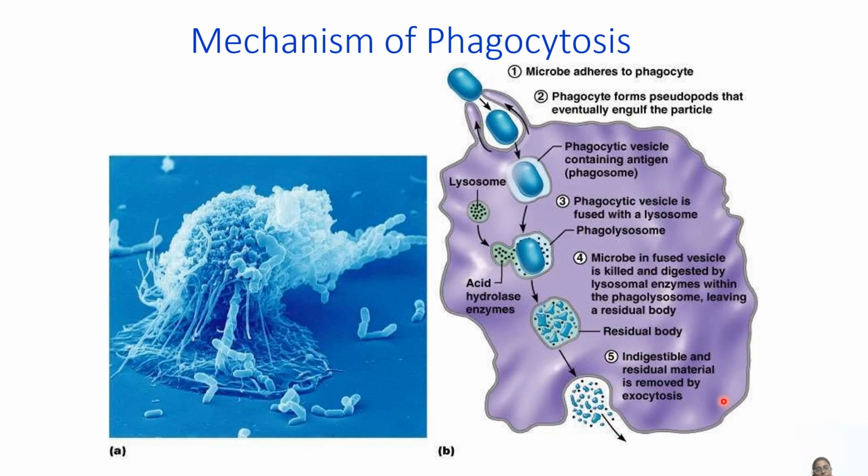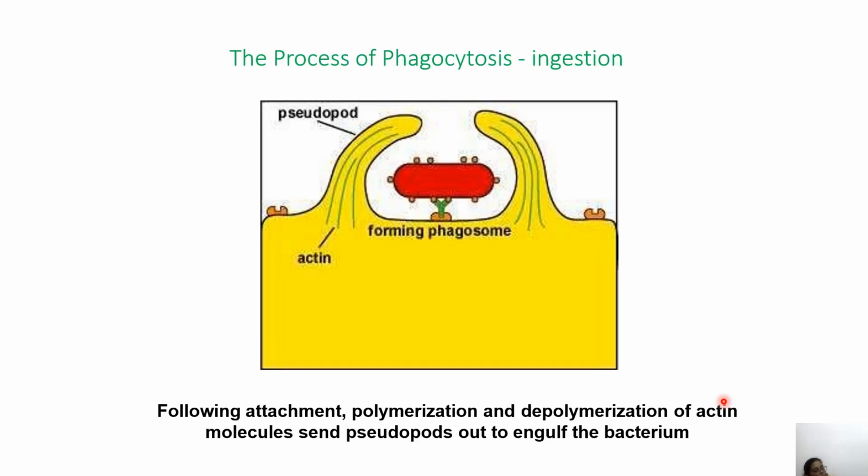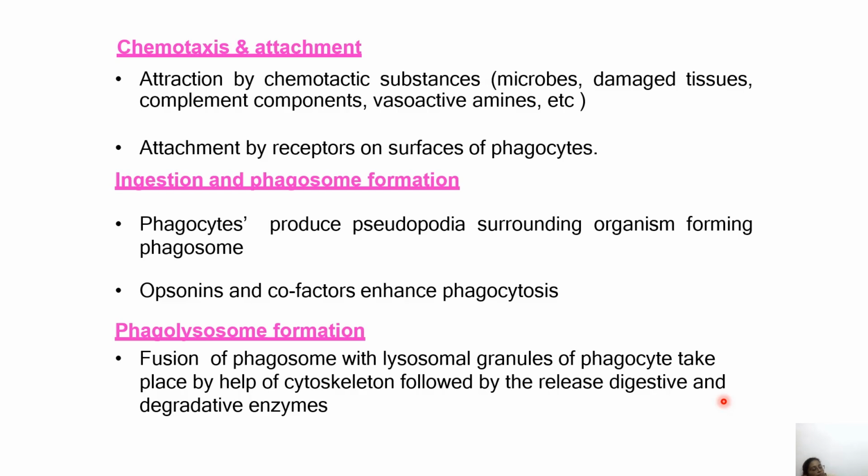So what are the mechanisms of phagocytosis? Microbes adhere to the phagocyte. The phagocyte forms pseudopods that eventually engulf the particle, bacteria, whatever, and the phagocytic vesicle containing the antigen is called a phagosome, which gets fused with the lysosome to form the phagolysosome. Microbes in the fused vesicle are killed and digested by the lysosomal enzymes within the phagolysosome, leaving a residual body which is indigestible, and residual matter is removed by exocytosis. Phagolysosome is a fusion of phagosome with lysosome.